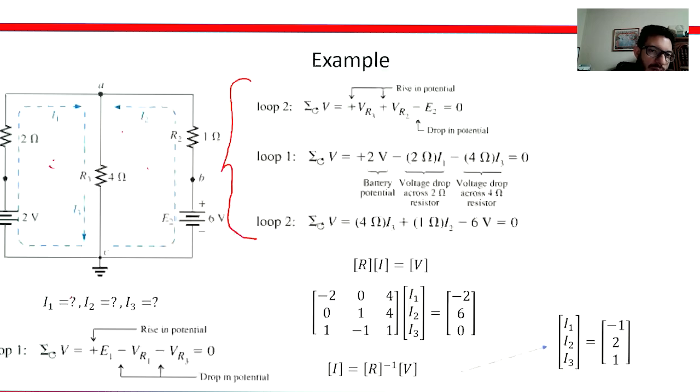So this is loop number 1, and this is loop number, which one is loop number 1? I1 and I3. Yes, this one is 1. Loop number 2 is this one. So let's go ahead and see how we set up the equation. So we already said before that I1 plus I2 plus I3 is equal to 0.